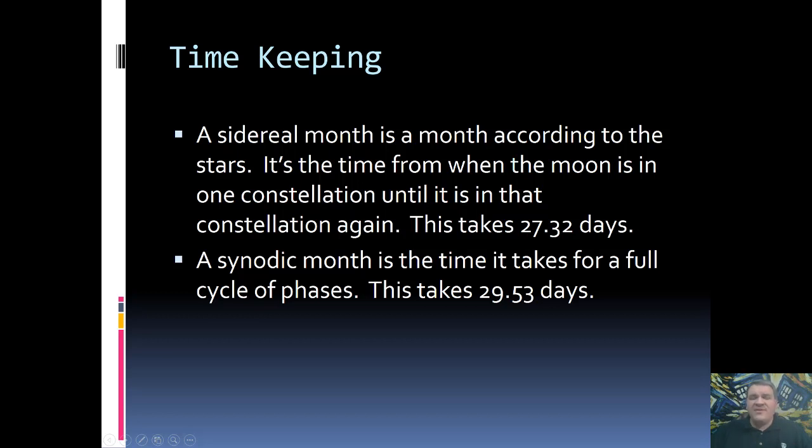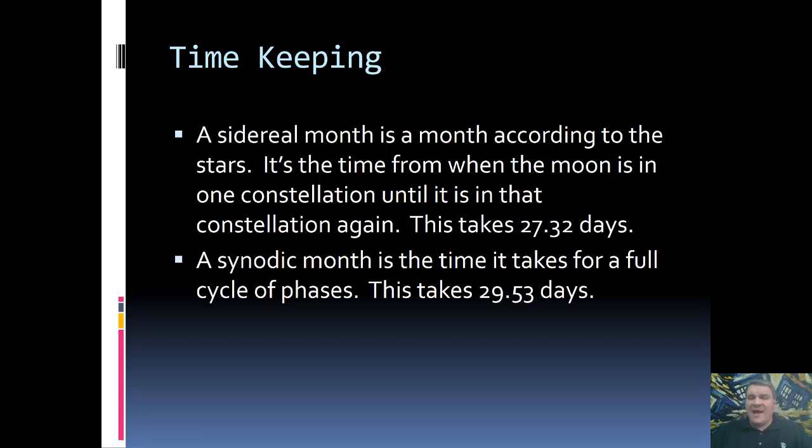The other type of month is the synodic month. A synodic month is a full cycle of phases. So from new moon to new moon or full moon to full moon is a synodic month. Okay, so a synodic month is according to the phases. Now this takes about 29.5 days. Okay, so a sidereal month is actually a little bit shorter than a synodic month.